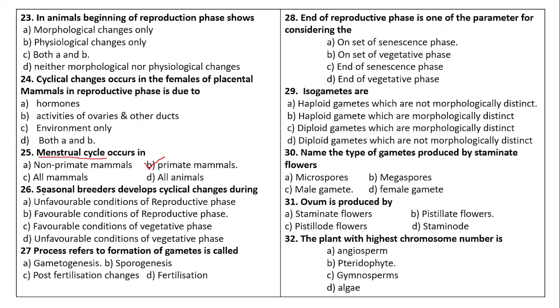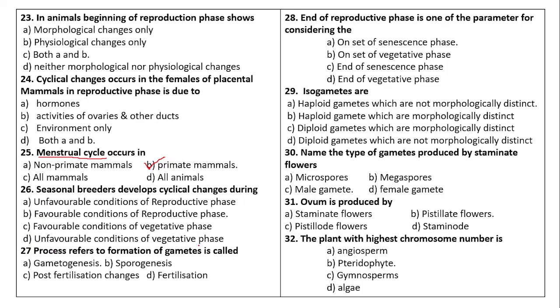Seasonal breeders develop cyclical changes during. That means, in seasonal breeders, the reproductive cycle begins at which of the following? Option A, unfavorable conditions of reproductive phase. Option B, favorable conditions of reproductive phase. Option C, favorable conditions of vegetative phase. Option D, unfavorable conditions of vegetative phase.